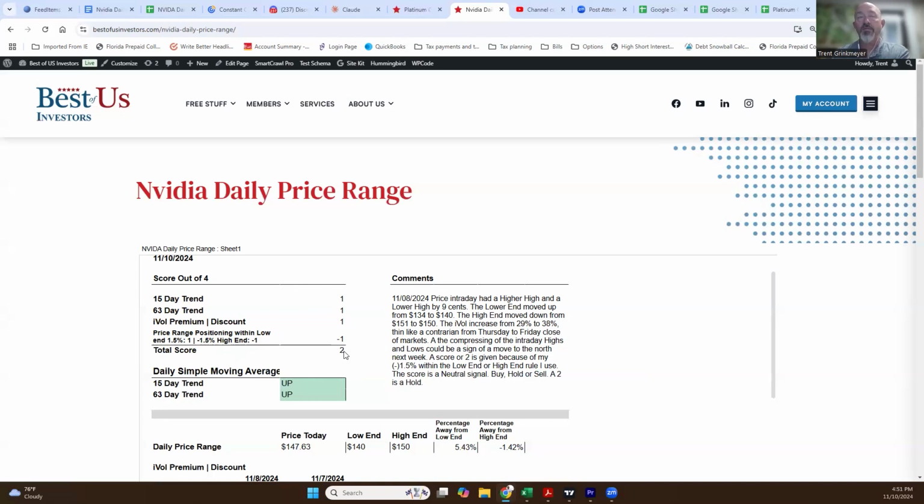Doesn't mean you buy it, doesn't mean you sell it, but more like hold and wait and see what direction Nvidia is going to go. Because we don't want to get all emotional and buy at the high end when the overall direction of Nvidia's price is actually going to end up going lower. So when it's a neutral position, just be patient and hold your position.